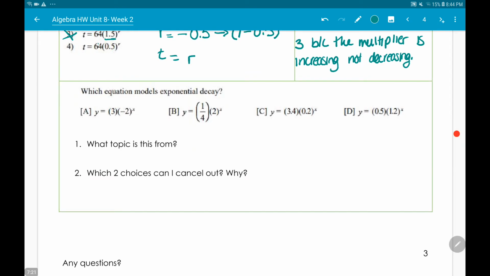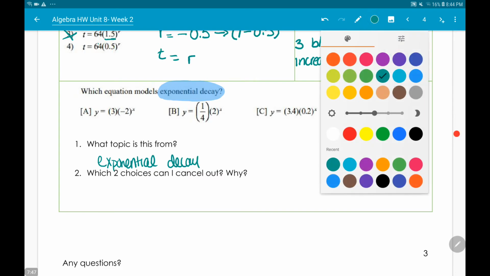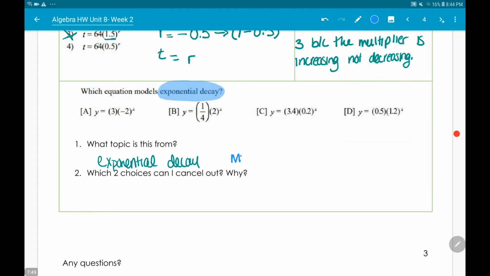Which equation models exponential decay? Well, it told us right there in the question what topic it is. The topic is exponential decay. Okay, and remember, in order to determine if it's exponential decay, we need a multiplier that is less than 1.